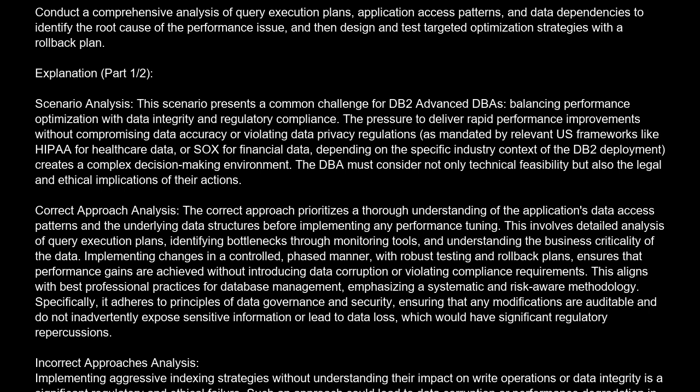Correct approach analysis. The correct approach prioritizes a thorough understanding of the application's data access patterns and the underlying data structures before implementing any performance tuning. This involves detailed analysis of query execution plans, identifying bottlenecks through monitoring tools, and understanding the business criticality of the data. Implementing changes in a controlled, phased manner with robust testing and rollback plans ensures that performance gains are achieved without introducing data corruption or violating compliance requirements. This aligns with best professional practices for database management, emphasizing a systematic and risk-aware methodology.